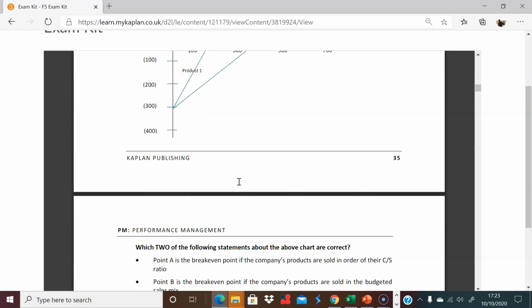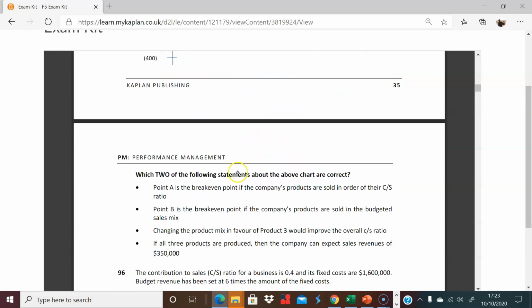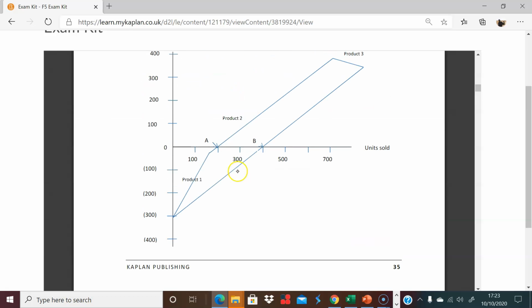So let's look at what it's asking us. Point A is the break even point if the products are sold in order of the C over S ratio. Very correct. Because you sell the ones giving you the highest C over S ratio, you're definitely going to get there fast. So product 1 and product 2 and then product 3. Correct. Point B is the break even if it's sold in the budgeted sales mix. So typically we talk about the sales mix and we're selling it in that order. That is the average of all this, and you will arrive here at B.